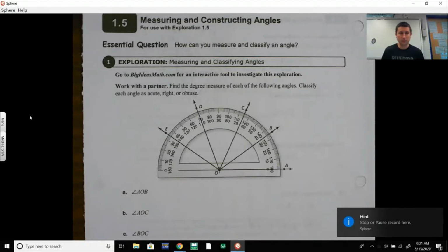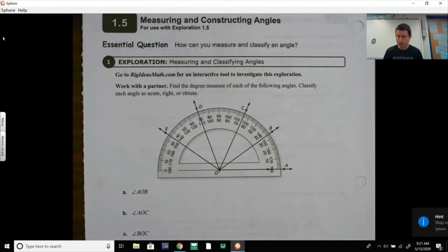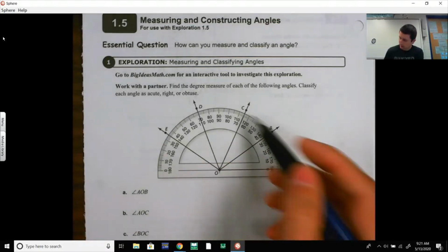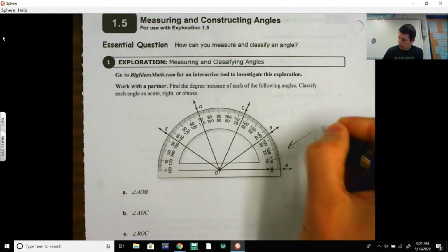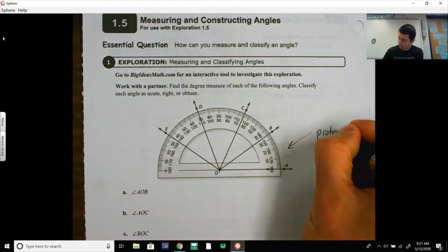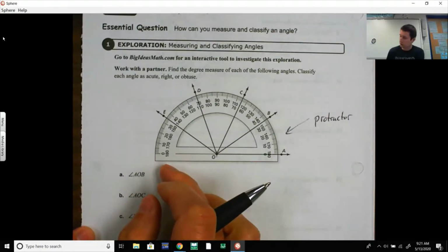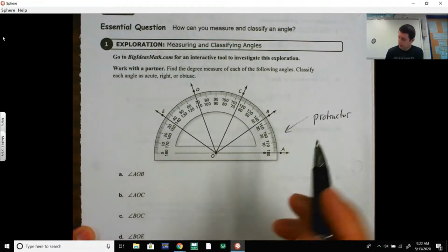Hello, geometry. This is 1.5, measuring and constructing angles. So an angle is telling us how wide or how close two points are specifically. This shape that we've had here is what we call a protractor. It's not an amateur tractor, it's a protractor. It's used to measure angles.